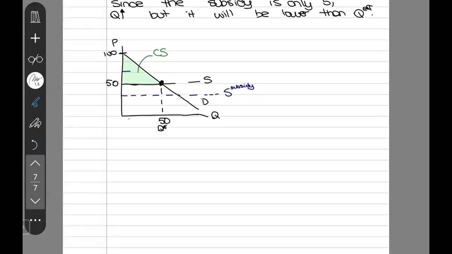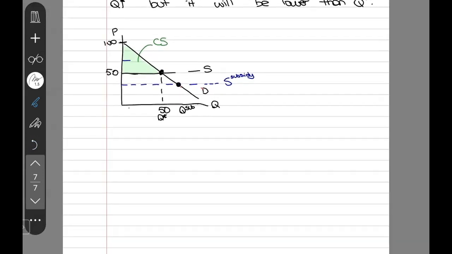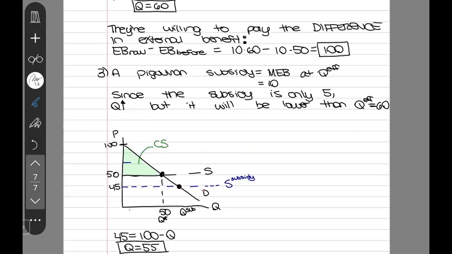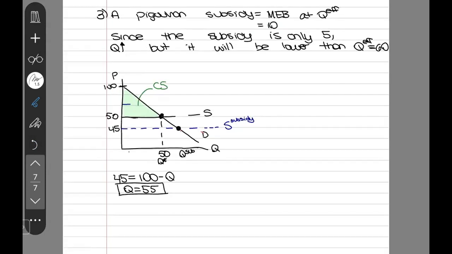If we want to find the new quantity with the subsidy, we can call that Q sub. It's the usual thing. We take the new supply function, which we know went down by 5, so now this is 45, and the original demand, which was 100 minus Q. Then you get Q equals 55. So it's obviously an improvement because it's higher than 50, although we already knew that. But as we said before, it's lower than the efficient quantity, which was 60. So the point is it's not going to be Pareto efficient. It's not going to be optimal for society.